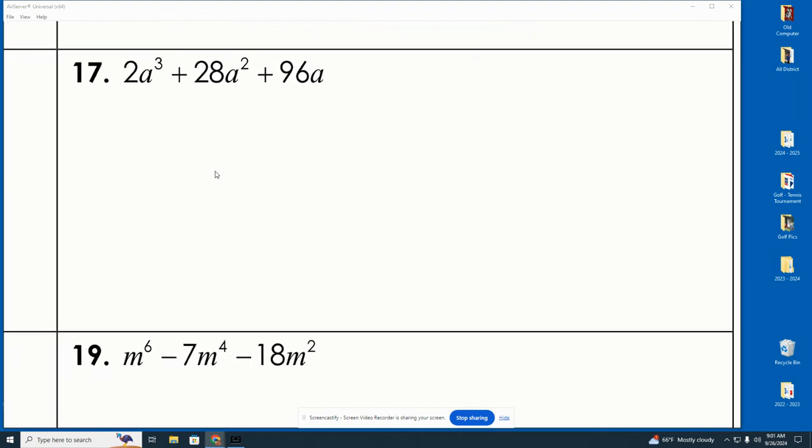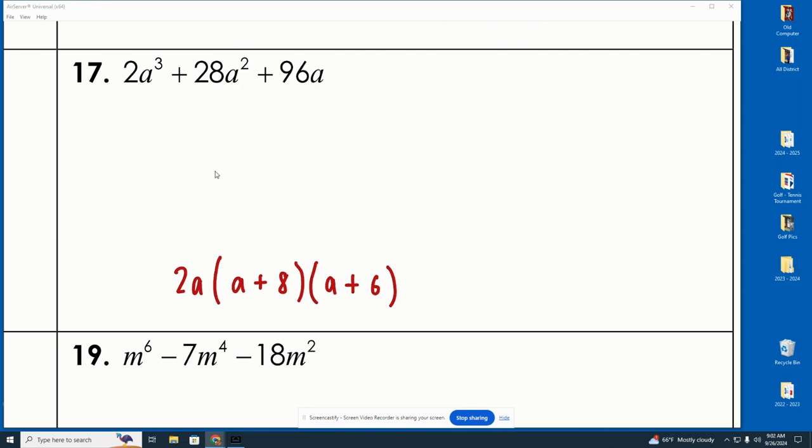Okay, 17. The answer on 17 was 2a times a plus 8 times a plus 6. No, you could have put a plus 6 first and then a plus 8 second. That is perfectly fine as long as those are your correct factors. Okay, how do we feel about this one? No? You don't feel about it?